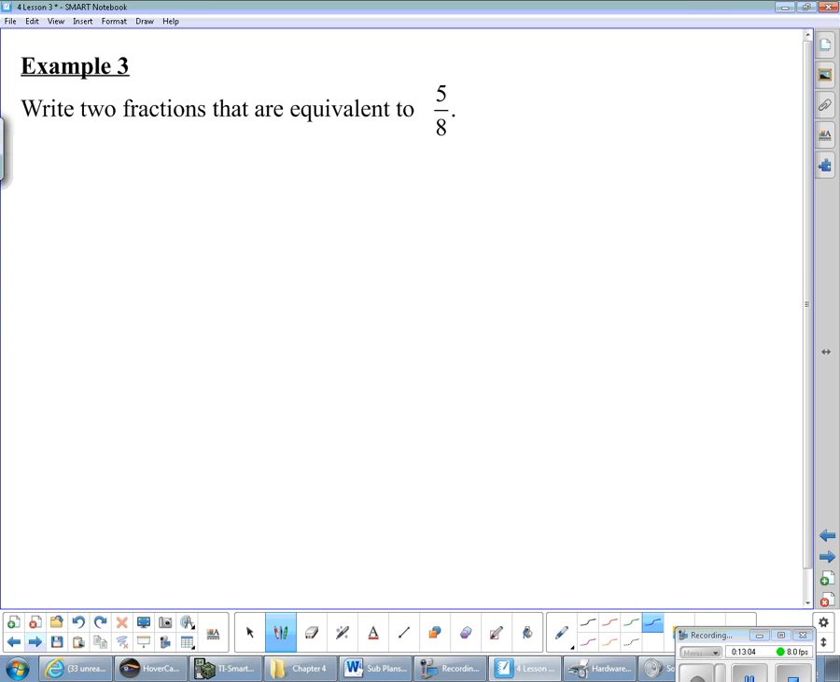Write two fractions that are equivalent to 5/8. So here's a little technique. You can pick any number to multiply the numerator and the denominator by to find equivalent fractions. So let's think about it this way. If we have 5 over 8, if we multiply the numerator, say, by 2, and multiply the denominator by 2, what we get is 10 over 16.